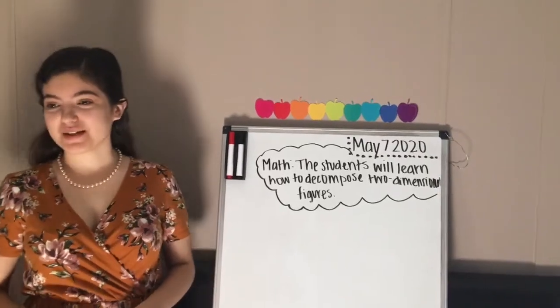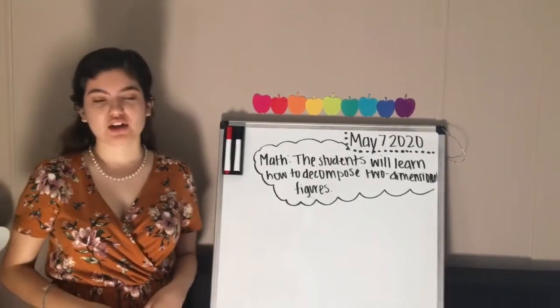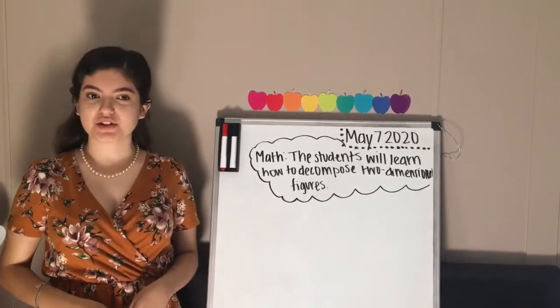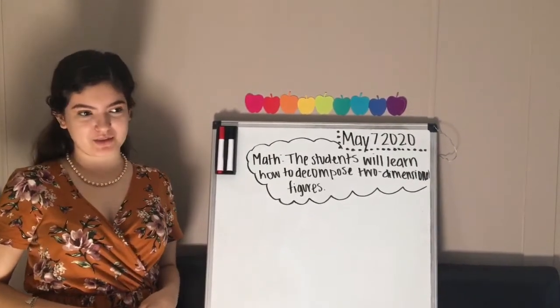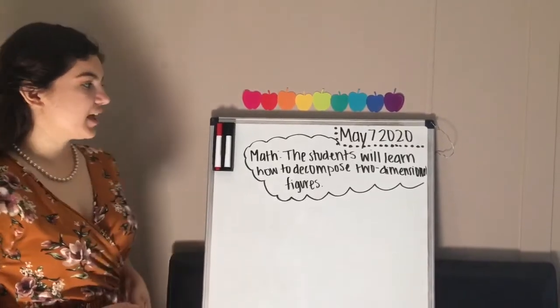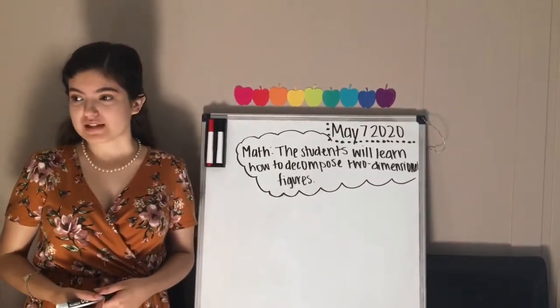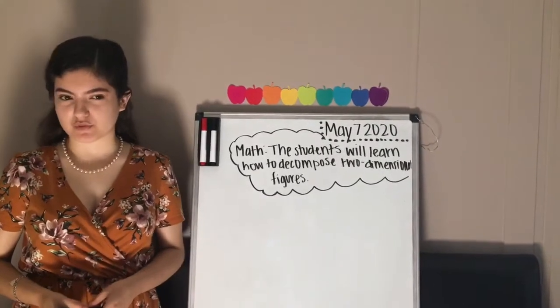Okay, so on Monday we talked about composing shapes. So what does it mean to compose a shape? To compose a shape means to put together shapes in order to form the new shape or the new figure. So today we will be talking about what it means to decompose a two-dimensional figure.